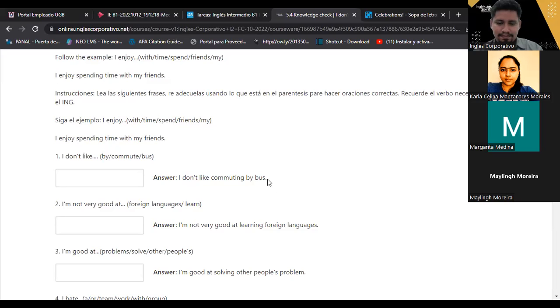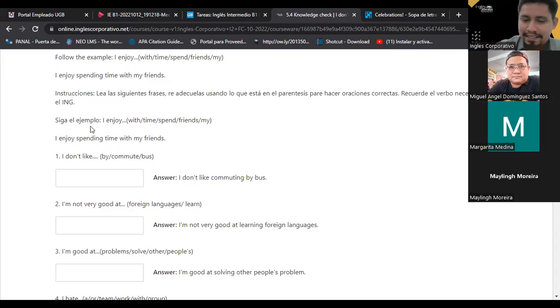Ojalá que eso sea. Uy, eso, ¿verdad? Ya se las marcó como buena. Sí. Es que es una pregunta bien precisa con la gramática. Dígame, Miguel Ángel.